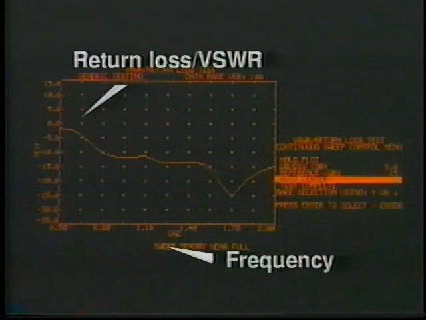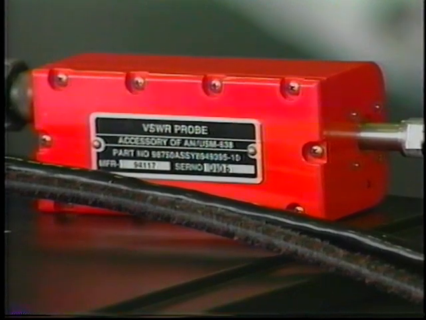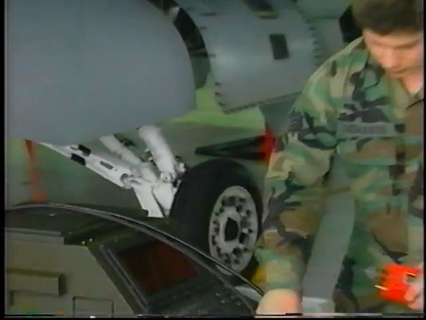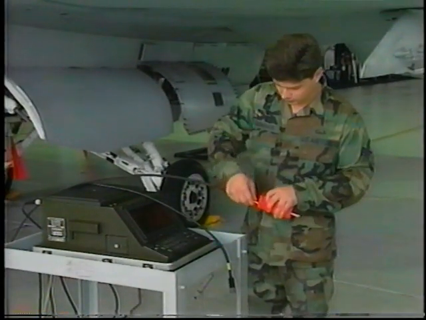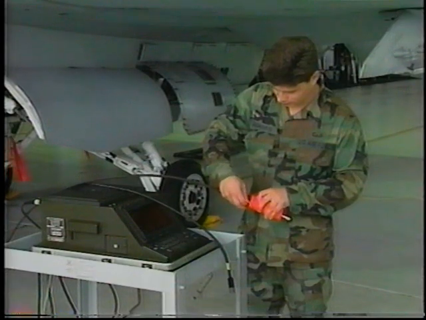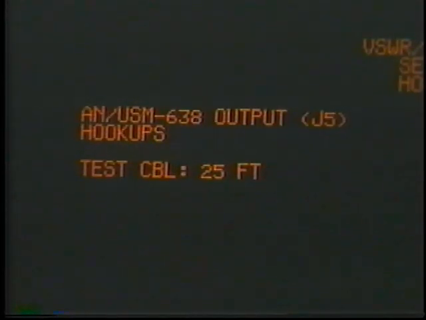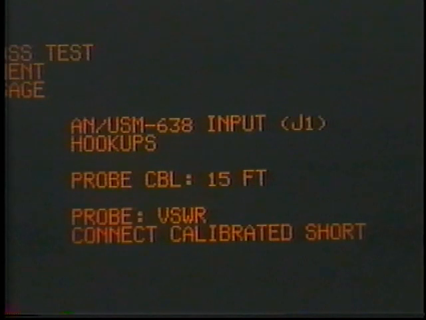The display is an XY plot of VSWR, or return loss, as selected by the operator, versus frequency, with frequency on the horizontal axis. As with the other tests, probe self-alignment is the first step. The probe must be connected with the system off. The hookup messages request that, for output, the RF cable be connected to J5. On the input side, attach the appropriate video cable to J1.